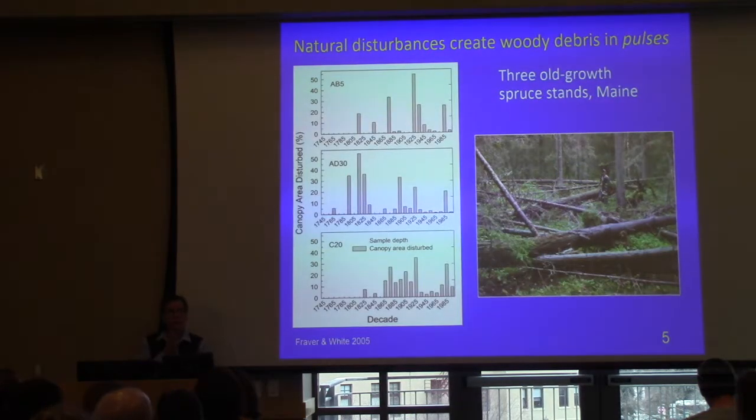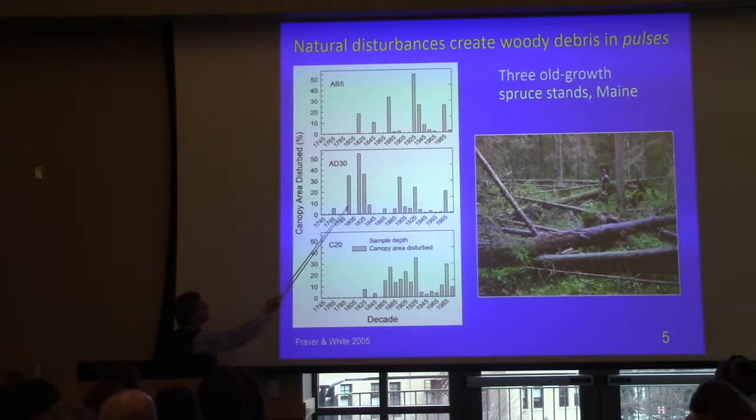So how are these logs added to the forest floor, right? So here in New England, where stand-replacing disturbances are fairly uncommon, logs are added to the forest floor through pulses of moderate severity disturbance. And this is some work from Northern Maine, looking at 3 old growth spruce sites, one site, another site, another site. I'm not going into the detail of how we reconstruct this disturbance history. We do some detailed work using tree rings. But in doing that, we can reconstruct the canopy damage over time, right? So in that top figure, let's not look at the top figure because I can't reach it. Let's look at this one, right?